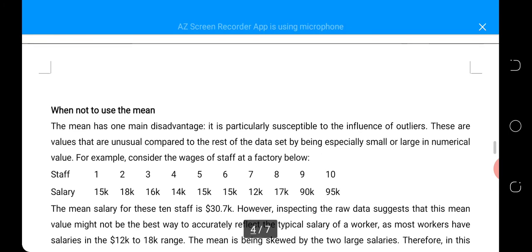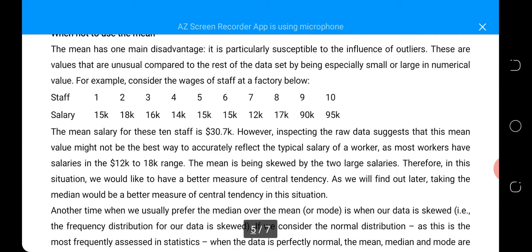When not to use the mean. The mean has one main disadvantage. It is particularly susceptible to the influence of outliers. These are values that are usually compared to the rest of the data set by being especially small or large in numerical value. For example, consider the wages of staff at a factory below.